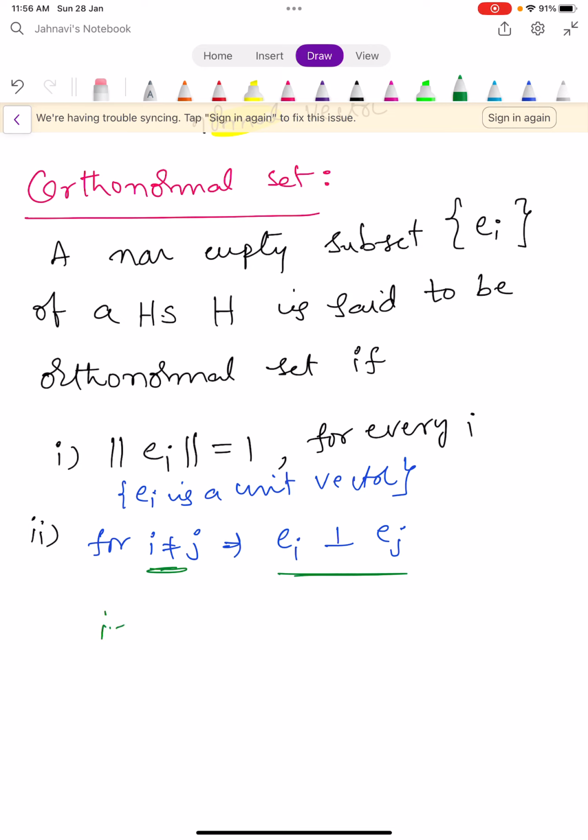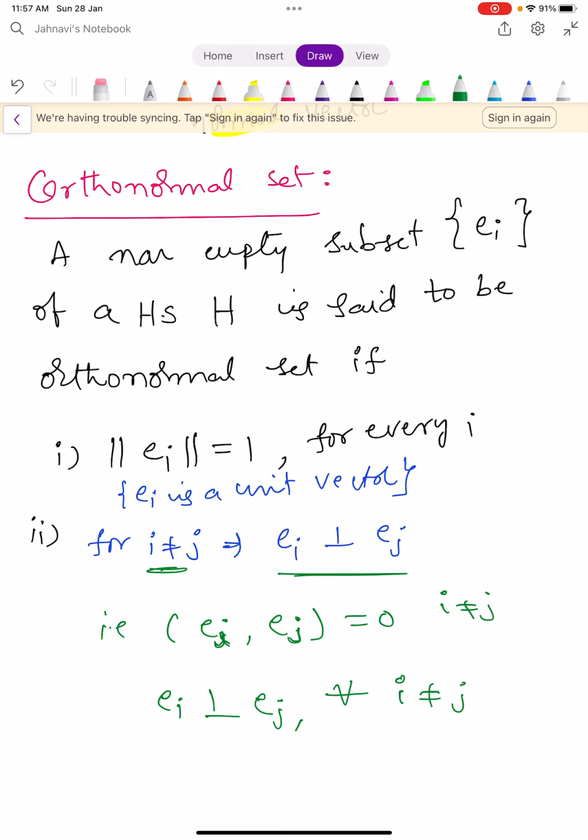It means the inner product of distinct vectors is 0. Inner product of ei comma ej is equal to 0 for all i not equal to j. It means every pair of vectors is orthogonal, or perpendicular, to each other. That is, ei is perpendicular to ej for all i not equal to j.